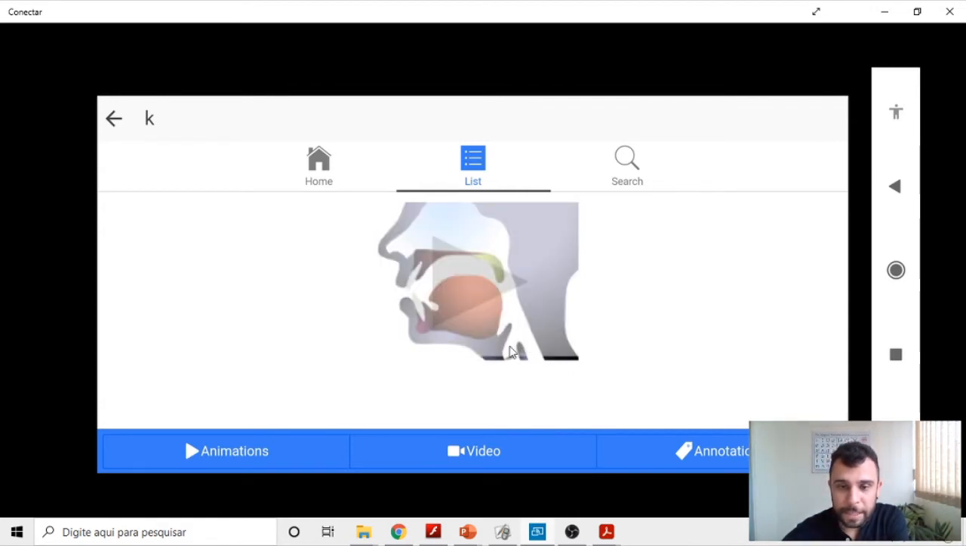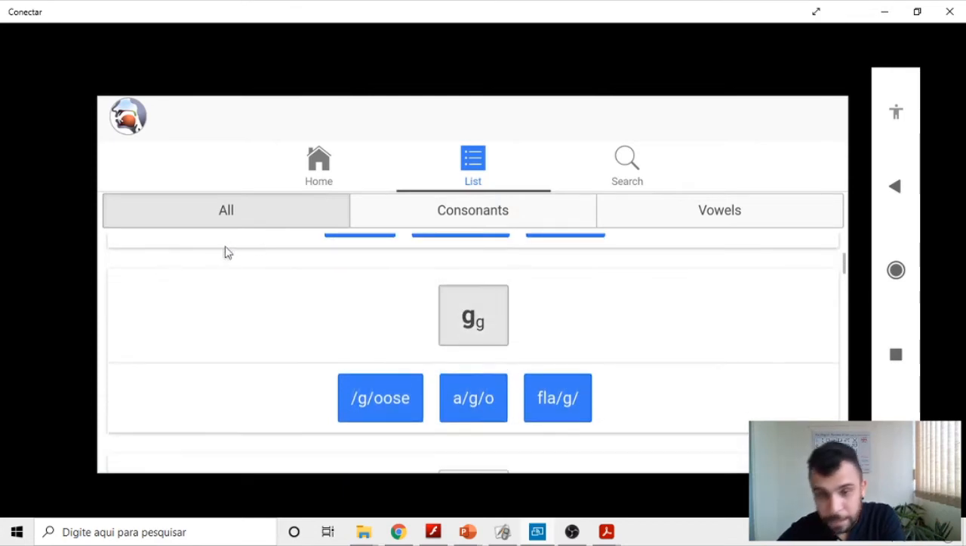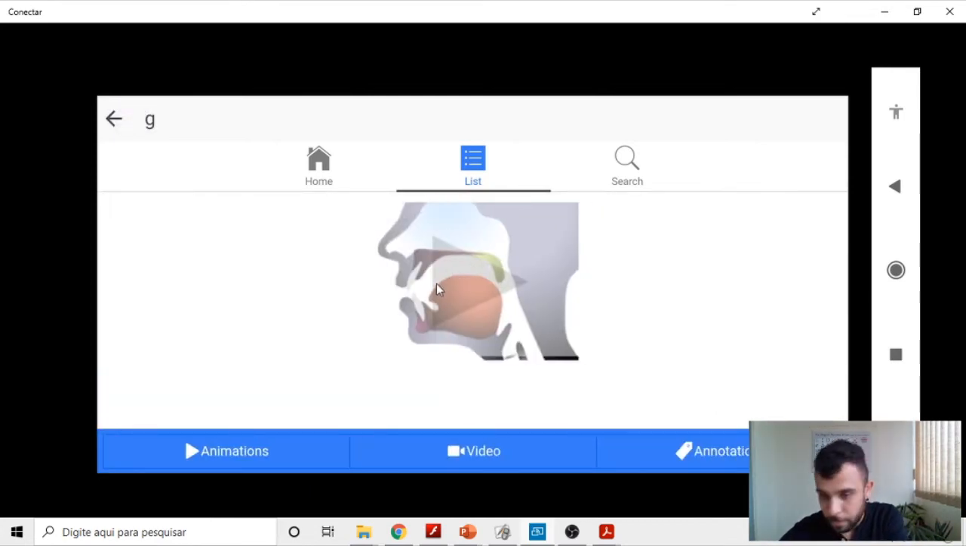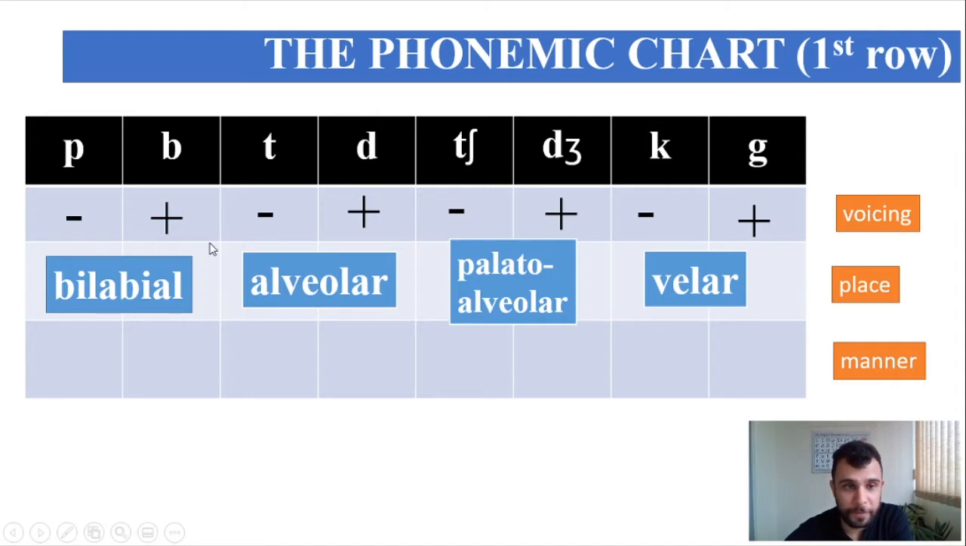Ka. Take a look at your vocal folds. They do not vibrate. Unlike this one here, ga. There is vibration. Okay? So this is what we have for the first row.